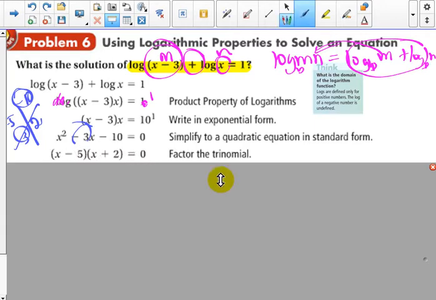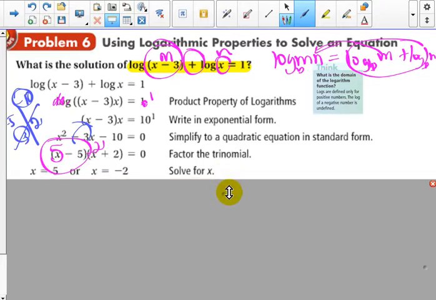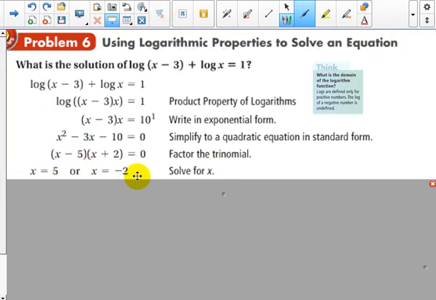Now, what makes that true? Using your zero product property, what makes this one 0? When x is equal to 5. What makes this one 0? When x is negative 2. So we've got two answers, 5 and negative 2. There it is right there. 5 or negative 2.